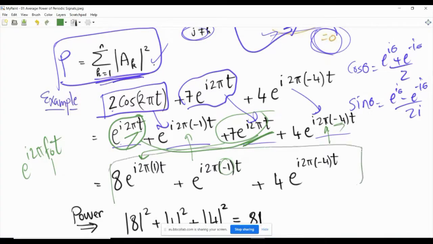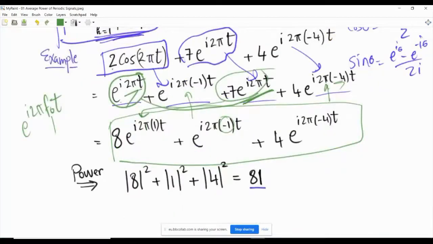Once you put your stuff in this formula, of course you do not need to reinvent the wheel. The power will automatically be the magnitude squared of this guy plus the magnitude squared of 1 here plus the magnitude squared of 4, and whatever you compute will be the average power of the sum.